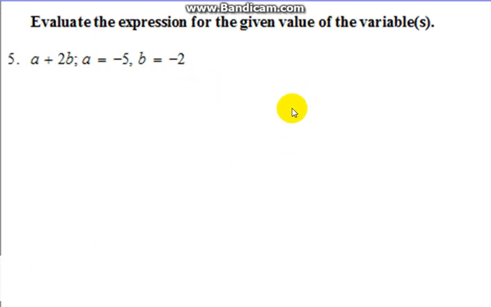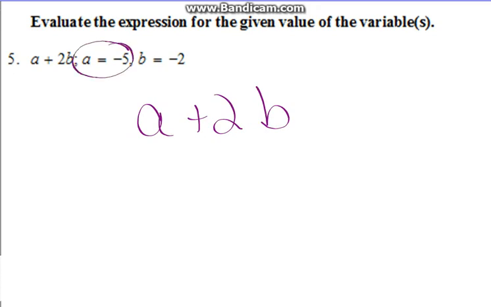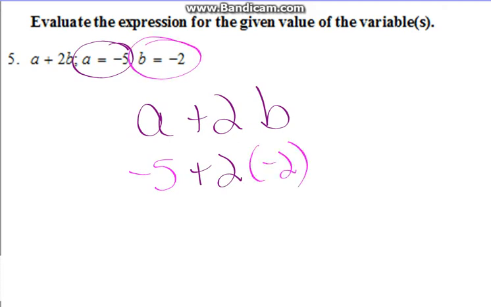Number 5 says evaluate the expression for the given value of the variables. So I'm going to start by copying my original equation, a plus 2b, and now we're going to replace a with negative 5, okay, and then plus 2 times b, which is negative 2. Replace b with negative 2.